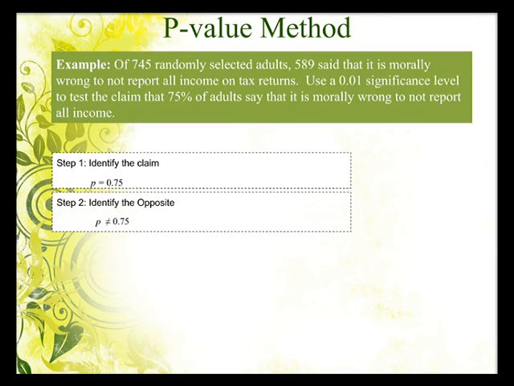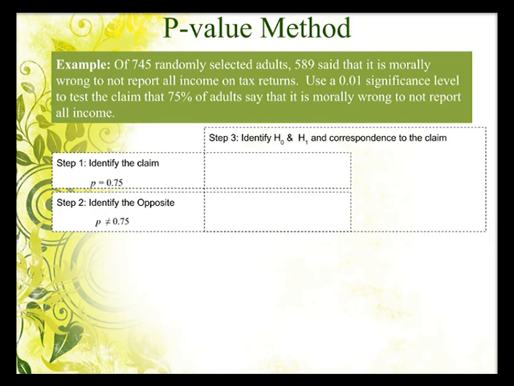So the third thing to do is identify the null and alternative hypothesis and decide which one corresponds to the claim and which one corresponds to the opposite. So because the claim in this case has the equal sign, that's going to correspond to our null hypothesis. So our null hypothesis will be that p equals 0.75, and our alternative hypothesis will be p does not equal 0.75. Now because the alternative hypothesis is not equals, that tells us this is a two-tailed test.